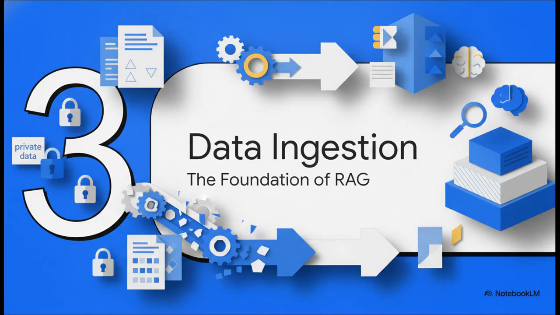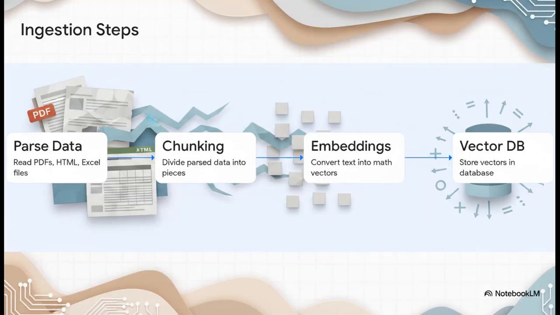Moving right along to Section 3, the data ingestion pipeline. The big question here is, how do we actually get our messy private data into that external knowledge base? This 4-step ingestion pipeline is the absolute foundation of your entire system. First, data parsing, reading your raw PDFs and HTML. Second, chunking, where we break that parsed data down. Third, embeddings, which is where we translate that text into mathematical vectors. And fourth, we store those vectors in a specialized vector database.